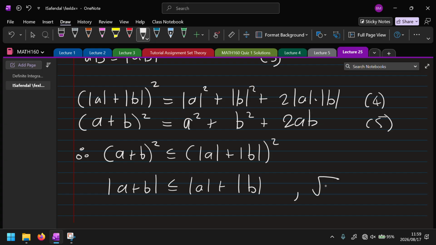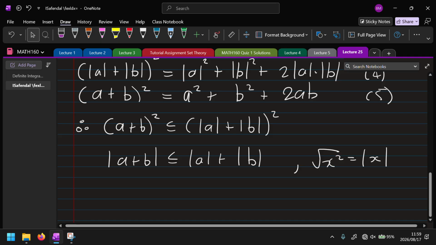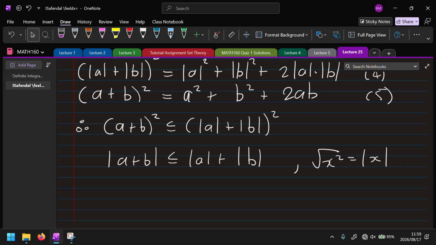Again, think root x squared. So we took the roots on both sides, but we need to put the absolute value back there. Okay, and that's it. The absolute value of a plus b is less than or equal to the absolute value of a plus the absolute value of b. And you can extend this to any sum. So we've done it for a plus b. You can do exactly the same thing for a plus b plus c, and so on.